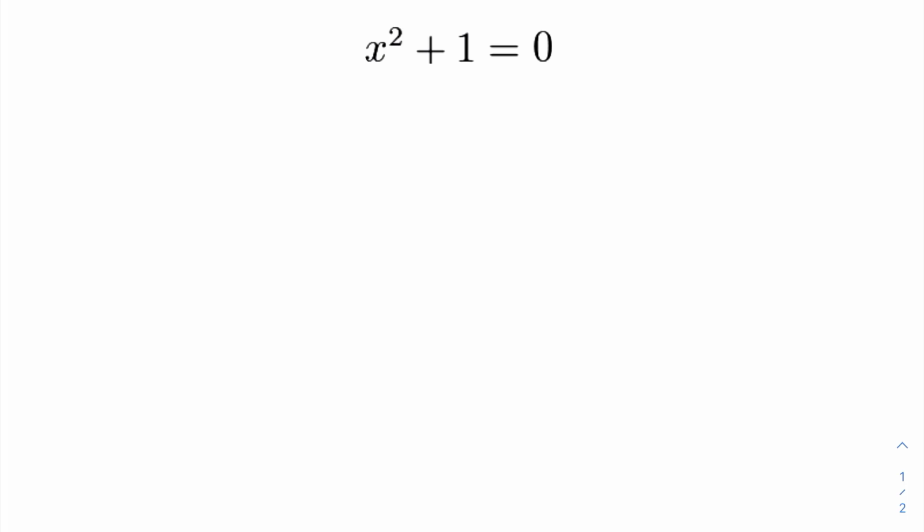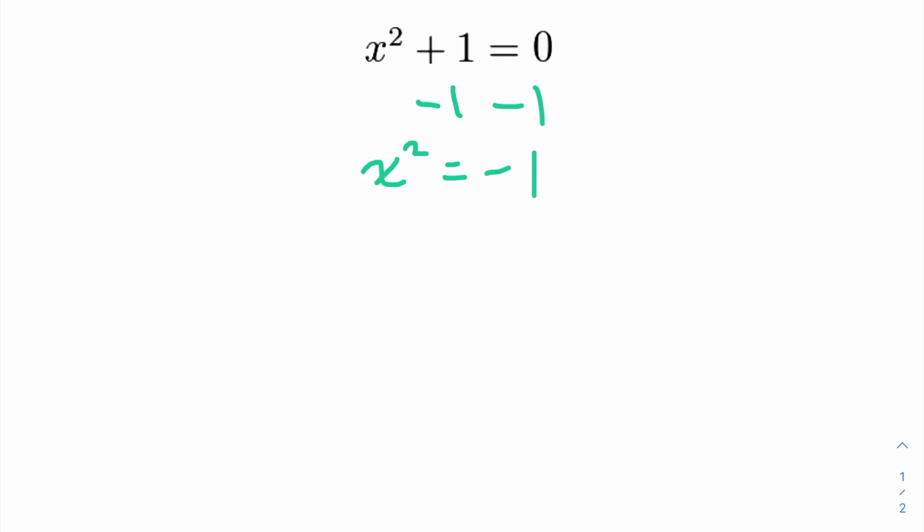We're going to start this video off by solving a simple problem. We want to find x if x squared plus 1 is equal to 0. So all we have to do is subtract 1 from both sides, and we'll get x squared is equal to negative 1. And now to find x, all we have to do is take the square root of both sides. But we come into a problem. You can't take the square root of a negative number.